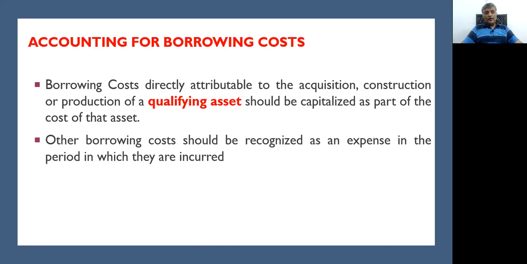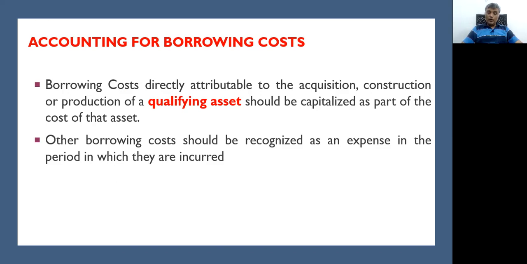Now, what is the accounting treatment which is suggested for the borrowing cost? Right, now very important. Borrowing costs which are directly attributable to the acquisition, construction, or production of a qualifying asset should be capitalized as part of the cost of the asset. When I say qualifying asset, not every asset qualifies there. It is a specific asset. So borrowing costs which are directly attributable to the acquisition, construction, or production of a qualifying asset should be capitalized as part of the cost of that asset.